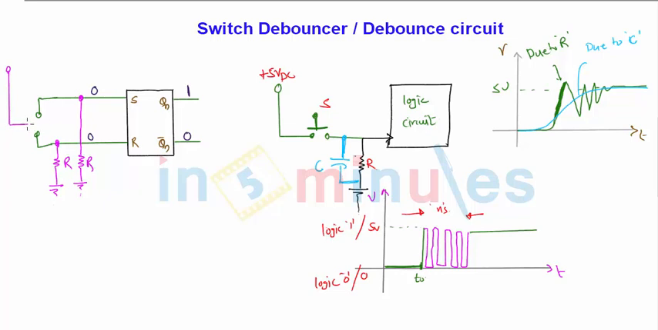Now what I am doing here is applying a plus 5 volt supply through a single pole double throw switch, which is going to be moved between these two. This is the plus 5 volt DC supply, which might be connected to S or R. So let us say it is connected to S now. What will happen if it is connected to S?